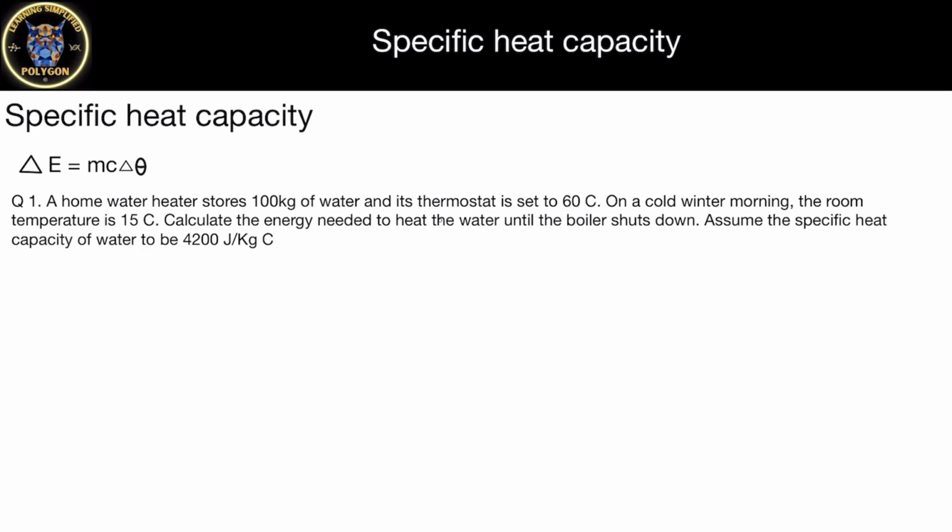It says, a home water heater stores 100 kilos of water and its thermostat is set to 60 degrees Celsius. On a cold winter morning, the room temperature is 15 degrees. Calculate the energy needed to heat the water until the boiler shuts down. The specific heat capacity of water is given. We know that delta E equals mc delta theta. Let's first find out delta theta, or the change in temperature.